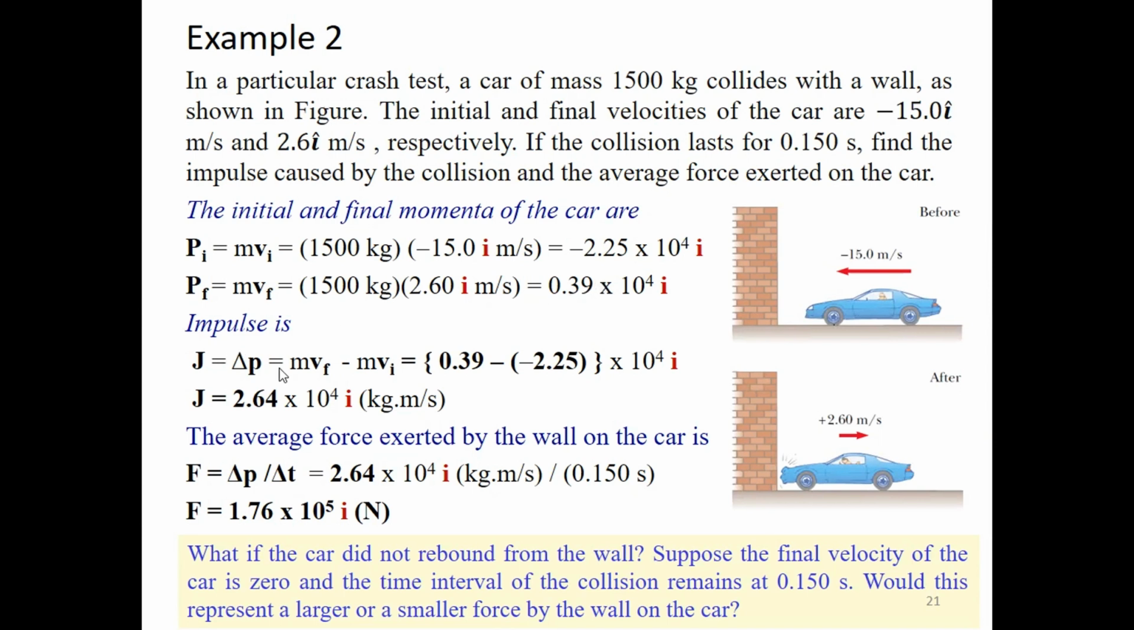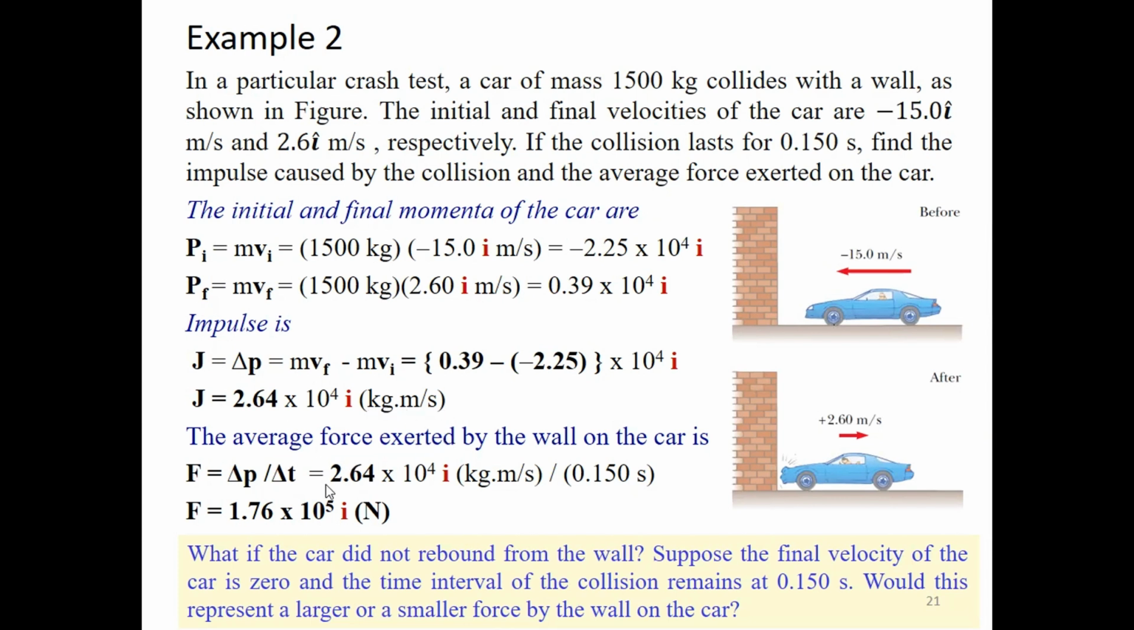The impulse is given as, because it is horizontal, there are no other components of the velocity, J equal to delta P, which is m into V final minus m into V initial. And we substitute these two values and get the answer equal to 2.64 into 10 to the power 4 i unit vector, in kg meters per second.